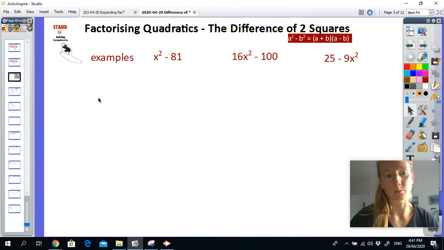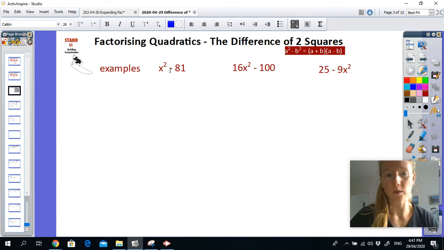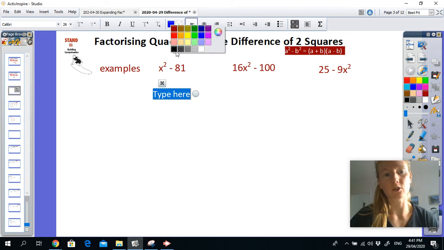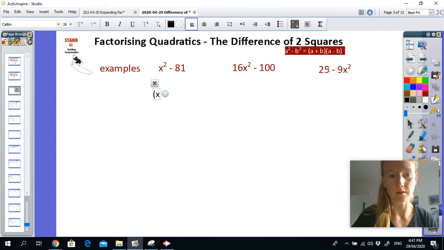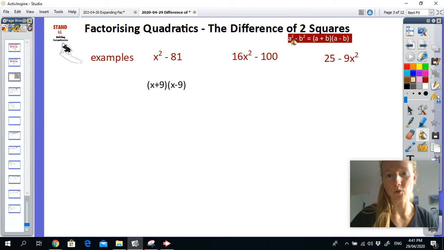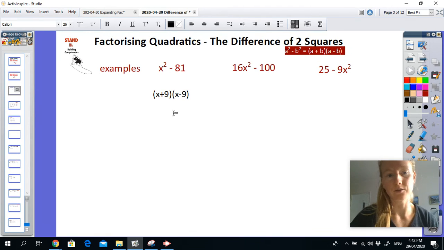So if we look at a few examples, okay, we have a square term at the start, x squared, and a square term at the end, 81. So we can use our difference of two squares formula to straight away know that this must be x plus 9 and x minus 9. Okay. We've square rooted a, front of both brackets, and we've square rooted b, end of both brackets, and we can see from our general form that that's the form we're going to have our answer in.